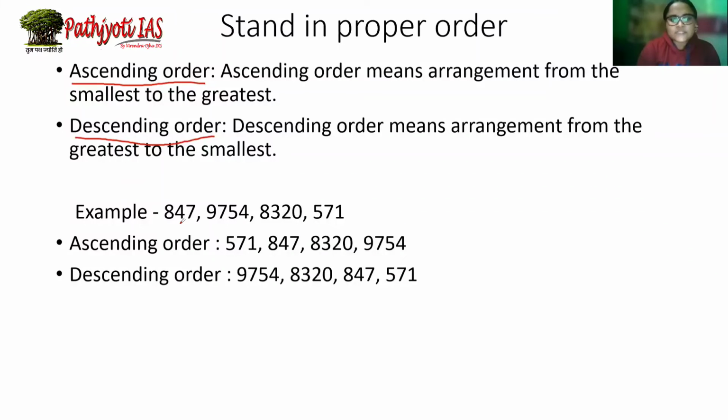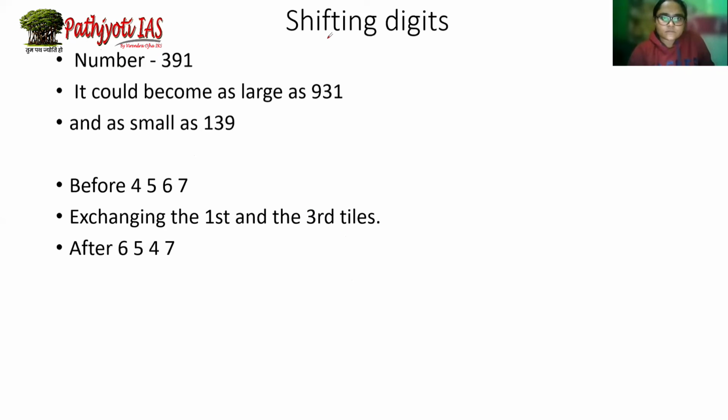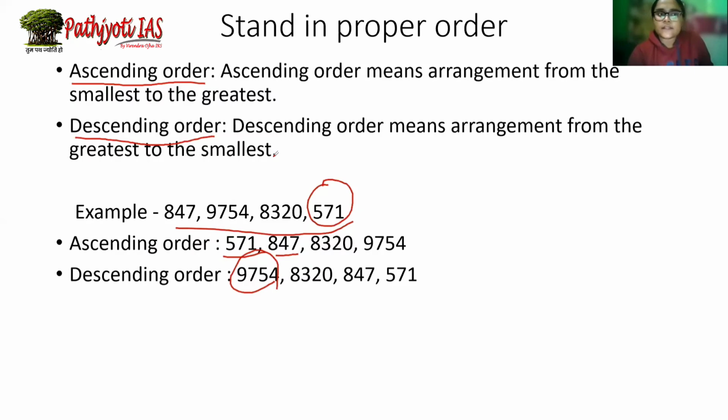So if we see this example, right? In this particular example, 571 is the smallest one. So in ascending order, it will get the first place. Then 847 will get its place, and then 8320 and then 9754. And in descending order, again, the entire thing will swap. So 9754 will get its first place, then 8320 will get its place, and then 847 and then 571. Okay, so this is about standing in proper order, that is ascending and descending order.